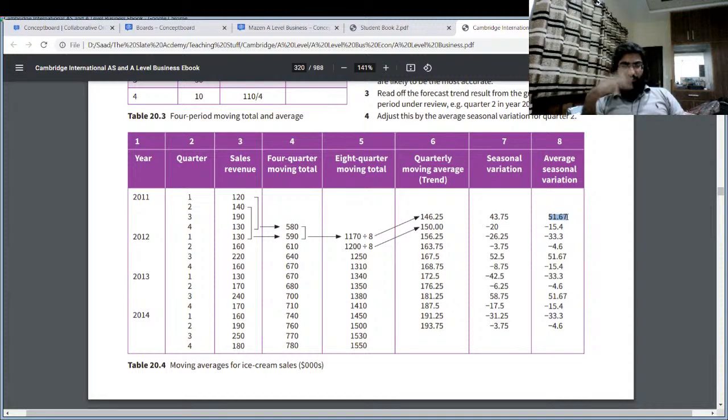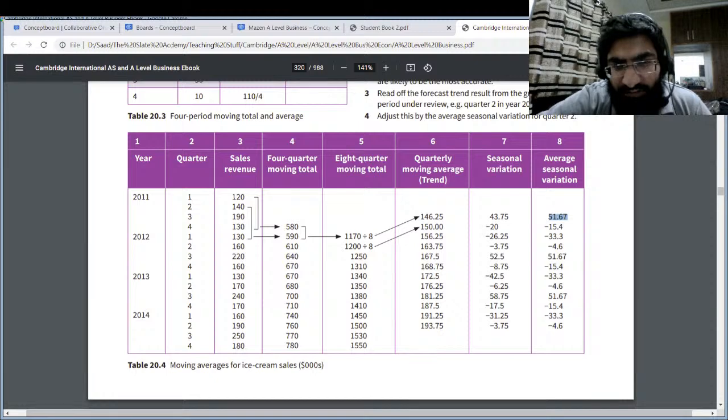51.67 more than the quarterly moving average. So in the third quarter, you can have two values. One value is the actual sales of the third quarter, and the other value is what the trend says the value of sales should be in the third quarter. Whatever the trend says the value of the third quarter is, the actual sales we have seen, on average, is 51.67 more than that. So this is how you use it.